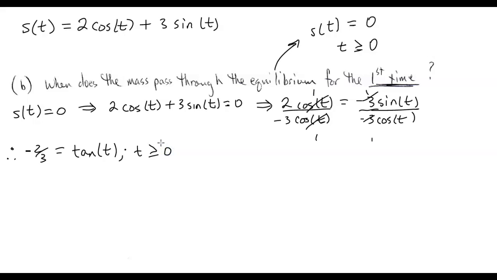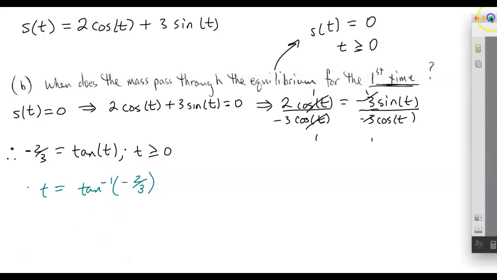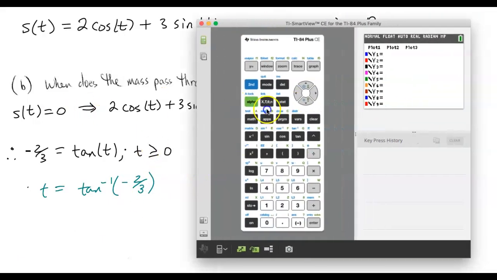Now, when most people look at this problem, they'll say, all right, we just need to solve for t, and to do that, we need to do the arctan or tangent inverse, right? So they will do this. So if we did that, then we would just say t is equal to tan inverse of -2/3.